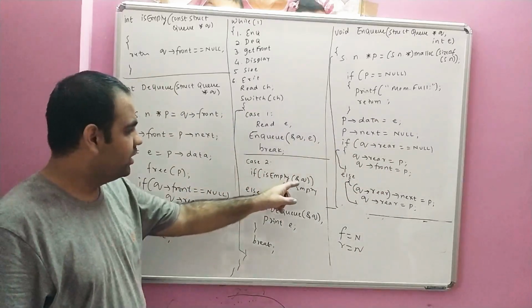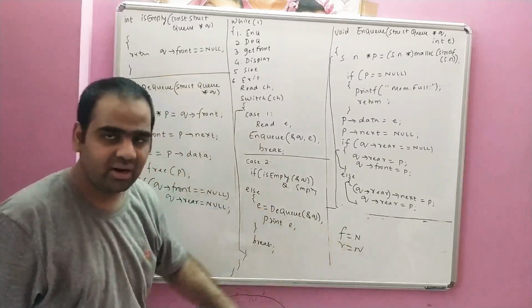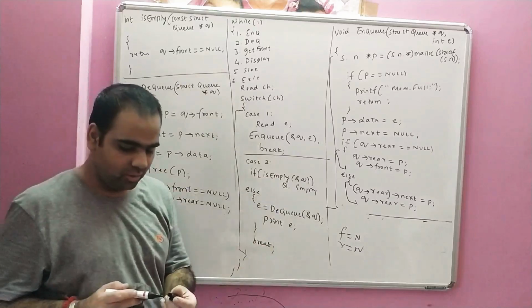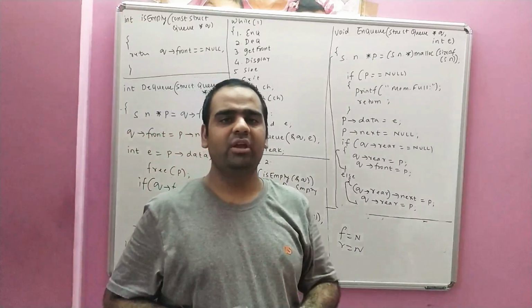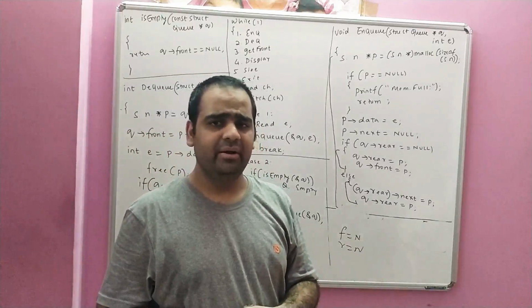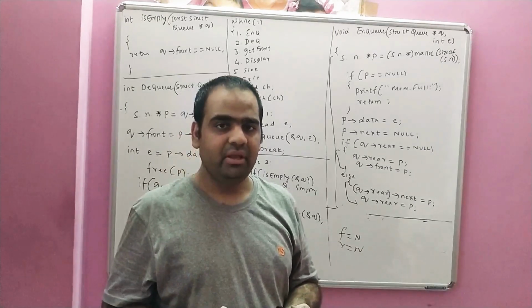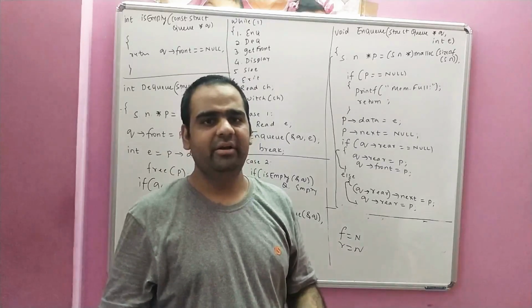Suppose I want to dequeue again. Q arrow front. What is the value of front? Null. Null equal null is true. It returns 1 and it says the queue is empty. This is how we delete an element from the front end of the queue. Now let us see how do we write the get front function and the display function.